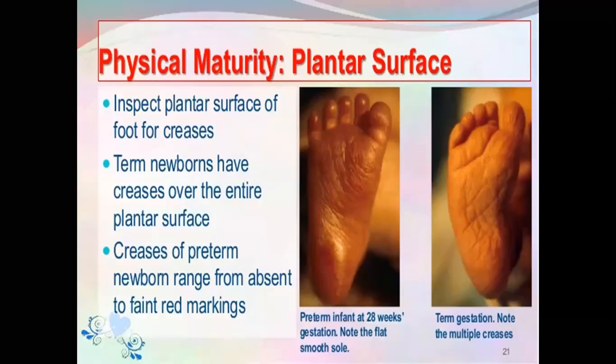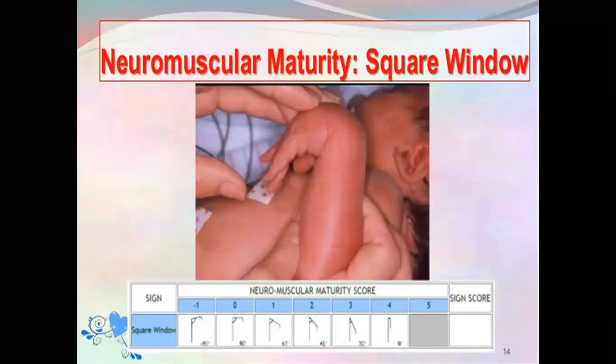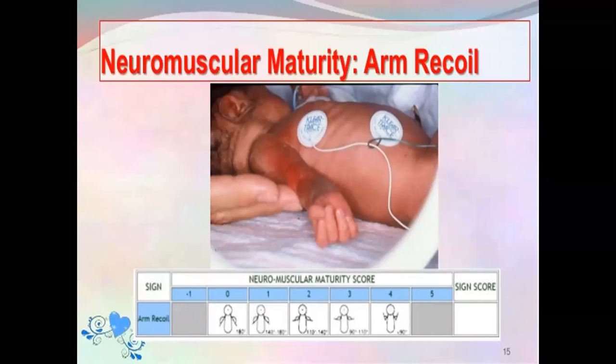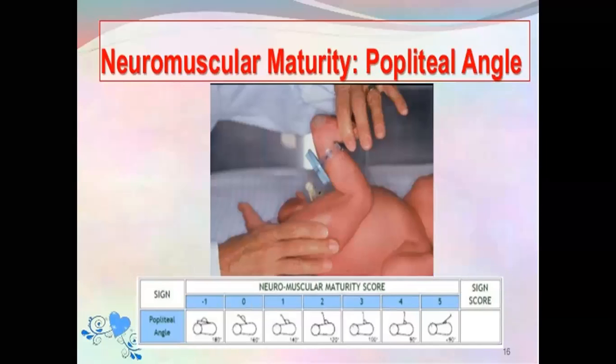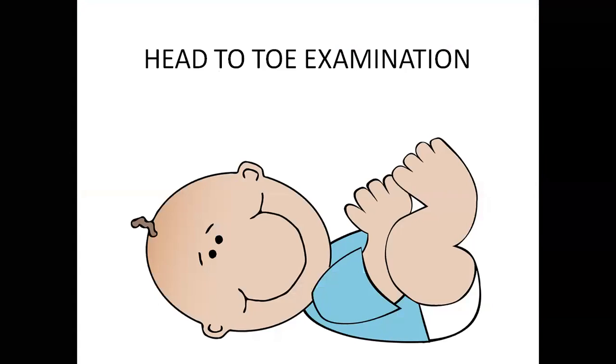But with these six parameters, we can make it very easily. We can roughly conclude the gestation, that is, preterm, term, and post-term, from the six parameters themselves. These are all the neuromuscular maturity scoring components: square window, arm recoil, popliteal angle, scarf sign, and one more, that is heel to head.